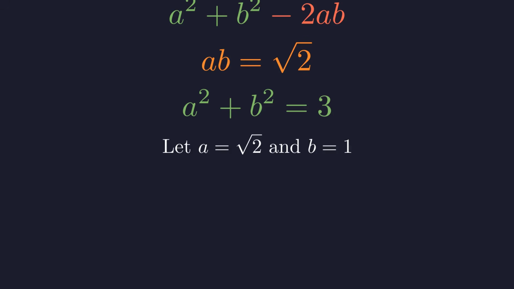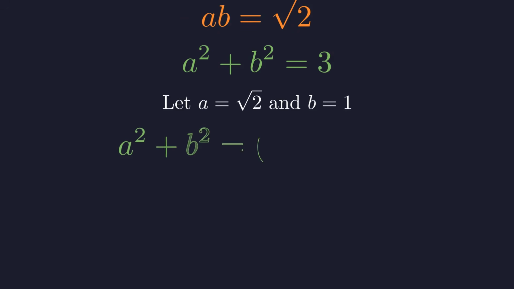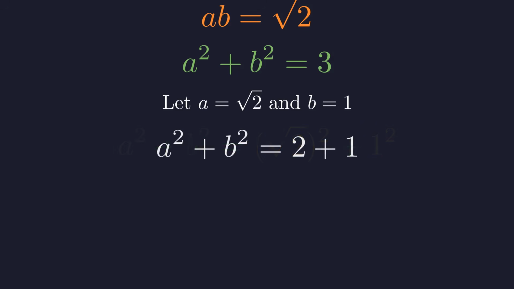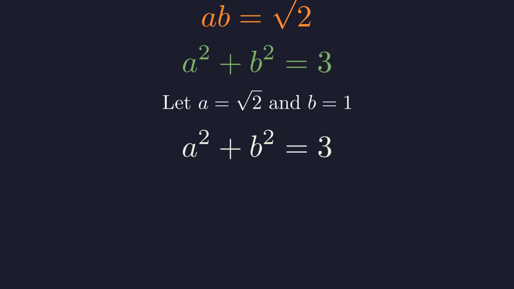Let's try a equals root 2 and b equals 1. Let's check this against our second equation. We get root 2 squared plus 1 squared. Root 2 squared is 2 and 1 squared is 1, which gives us 2 plus 1. And that's 3. Perfect match!